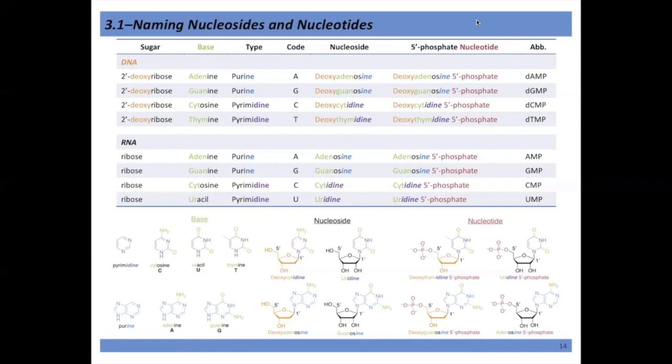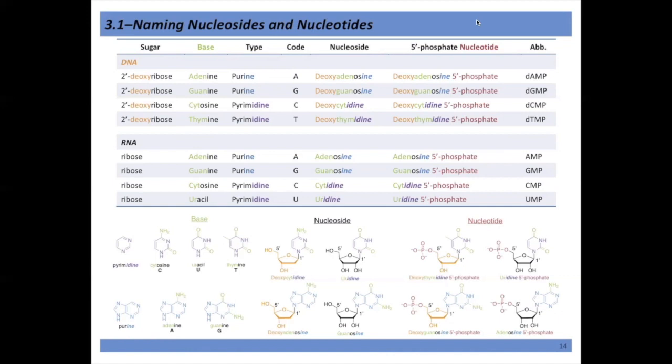Or if it was to the 3' position, then we would say 3' triphosphate. For RNA, the names are a little bit simpler just because we don't have to start with the deoxy, but otherwise they are the same, with the exception that, of course, we would have uracil in RNA and not thymine. And so you can just see where those names come from.